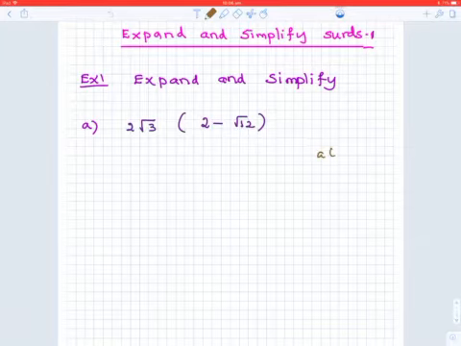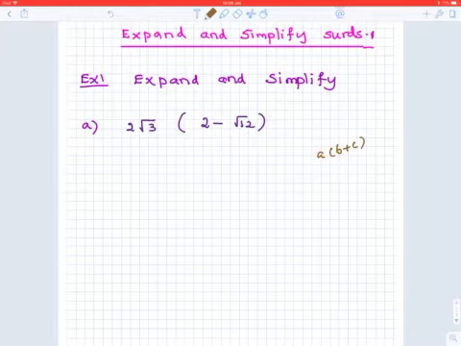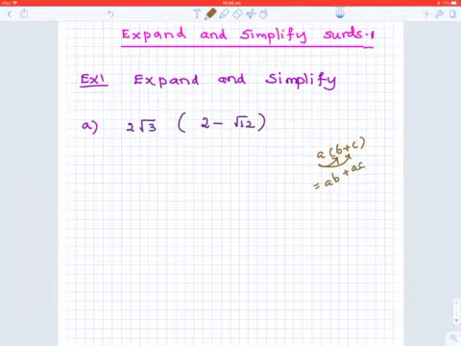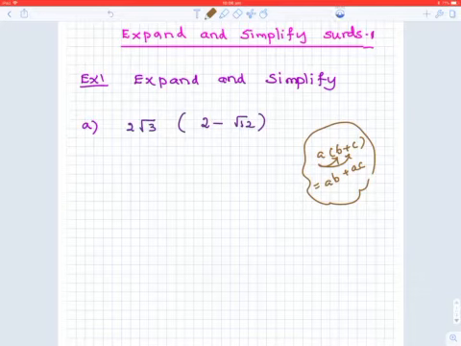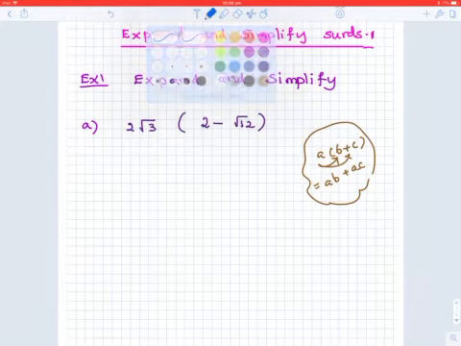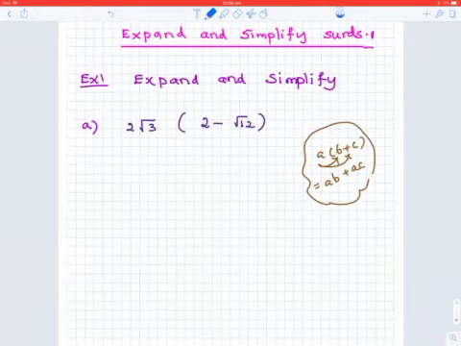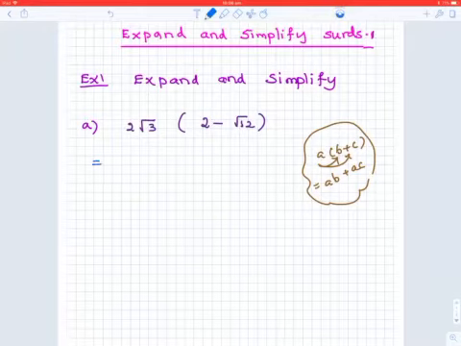So you have to think of your algebraic skills. If you just multiply a bracket b plus c, this would be a times b, ab, plus a times c, ac. So this kind of rule we are going to apply here. So we start with the question.